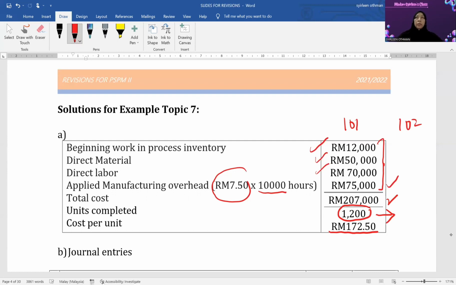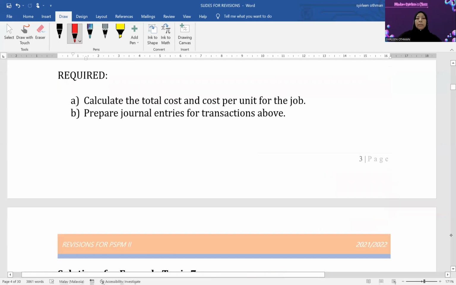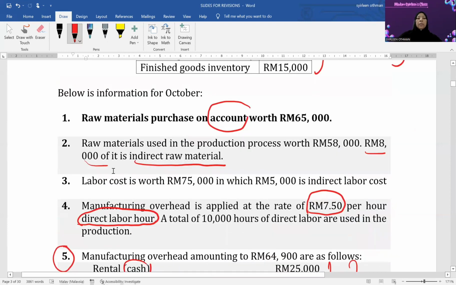Okay, so how do we do the journals for this transaction? Okay, the best way is actually by following the items given in the question. So kita akan follow maklumat tambahan yang dia beri dalam soalan lah. So normally your journal will start from the maklumat tambahan given in number 1, and then followed by number 2, number 3, and number 4.